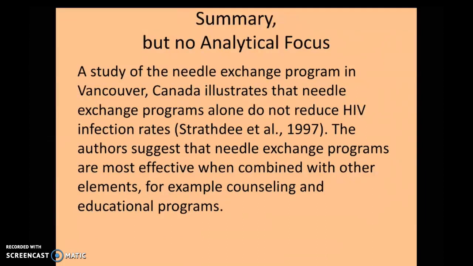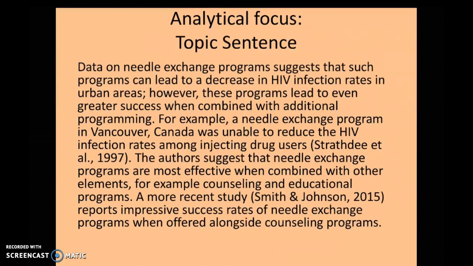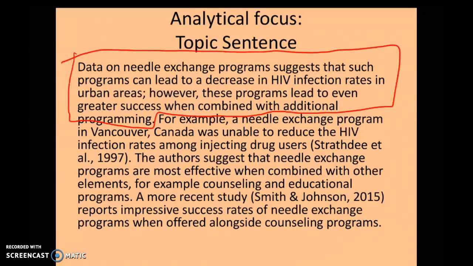So let's look at a slight revision of this. Here is a topic sentence that gives me the context of why this information is important. Data on needle exchange programs suggests that such programs can lead to a decrease in HIV infection rates in urban areas. However, right, similar to before in the previous paragraph, these programs lead to even greater success when combined with additional programming. So this topic sentence clearly tells me, okay, there's some additional programming that is needed and it will be discussed in this paragraph.